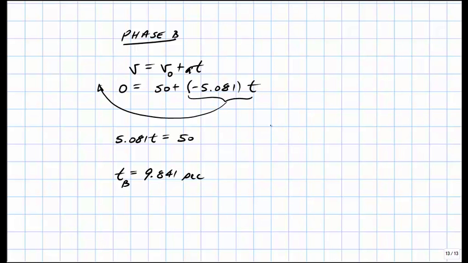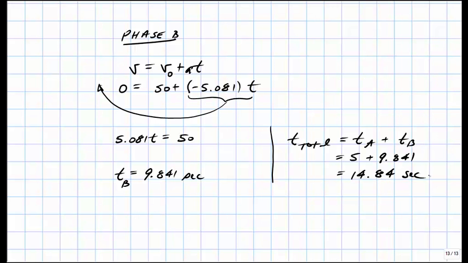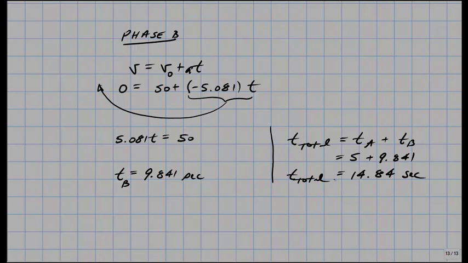In order to calculate t total, we'll just note the earlier equation, which is TA plus TB. We spent 5 seconds in phase A. We spent 9.841 seconds in phase B. So the total time of this journey equals 14.84 seconds. And that concludes this lecture.